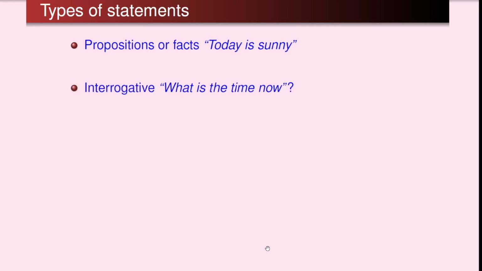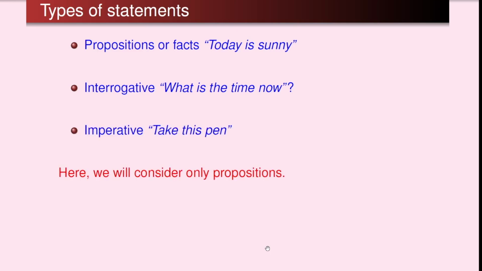Another type of statement is interrogative. This is a question: what is the time now? When do we start? When is the class? All those are interrogative. Another type is the imperative statements or commands: take this pen, write down in your notebook. These are imperative statements. Now, in this course we will be using only propositions, only facts. We will not be dealing with interrogative or imperative statements.